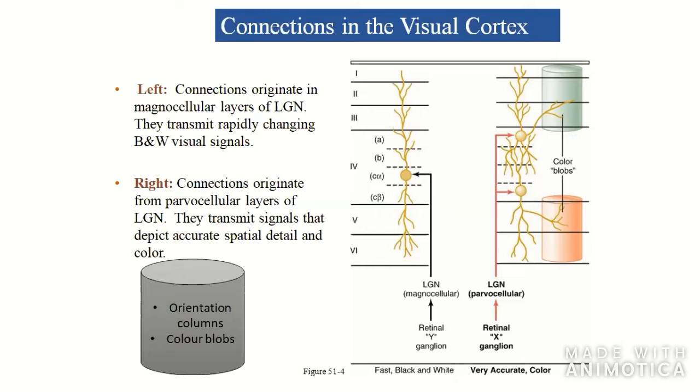Now the parvocellular pathway from the lateral geniculate layers 3 to 6, which carry the fibers from retinal X ganglion cells, terminates in layer 4C beta and 4A. That is the superficial and deepest layers of layer 4. And then from here they send their representations into color blobs. Now these color blobs are mainly for color vision.